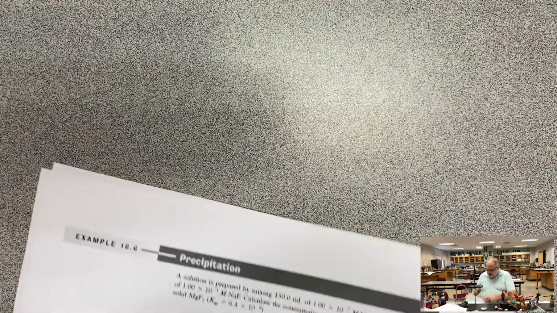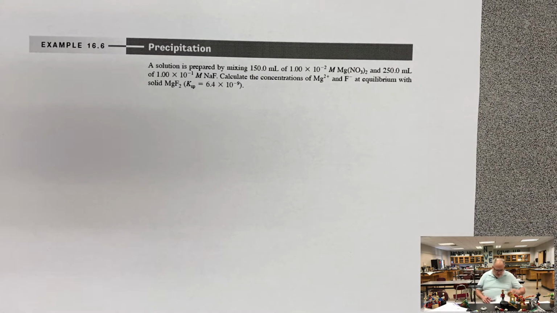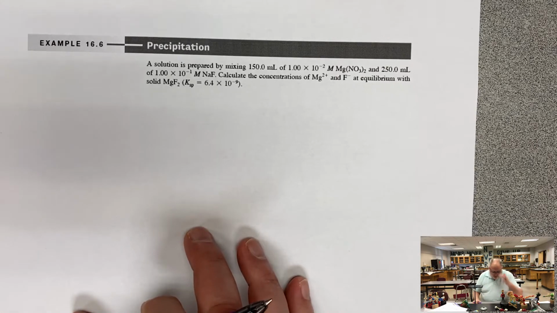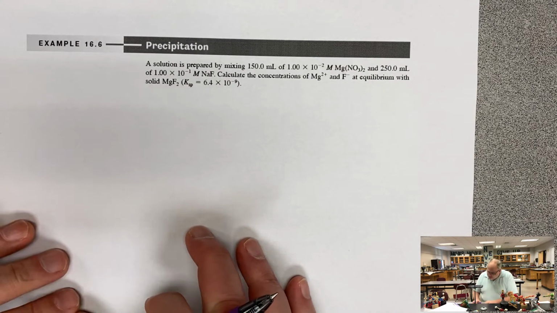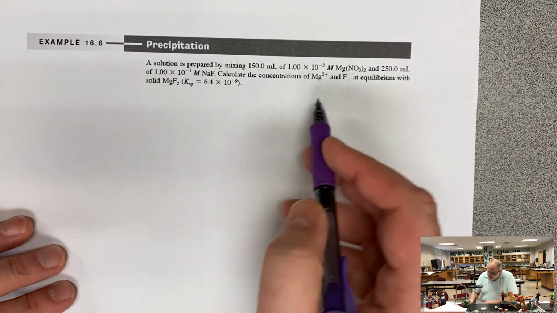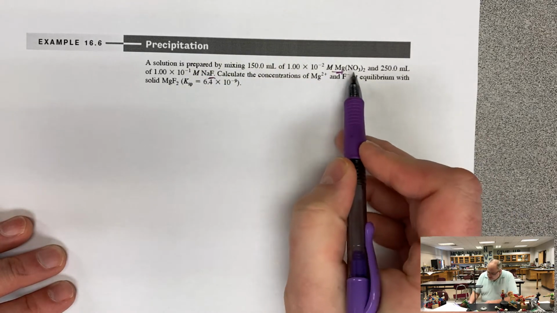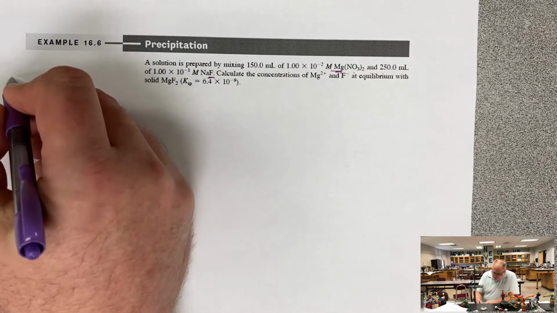So let's try this problem. This is in the textbook, and I even gave you the example here so you can look it up on your own and see the math that was done. But let's walk through these steps, and we're going to do the exact same problem that we did before. The first step here is recognizing what two things we are putting together. Do you see how they give us Mg(NO3)2 and NaF?